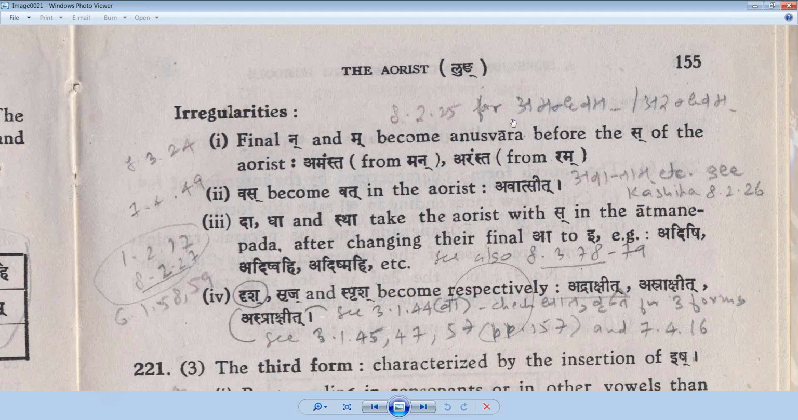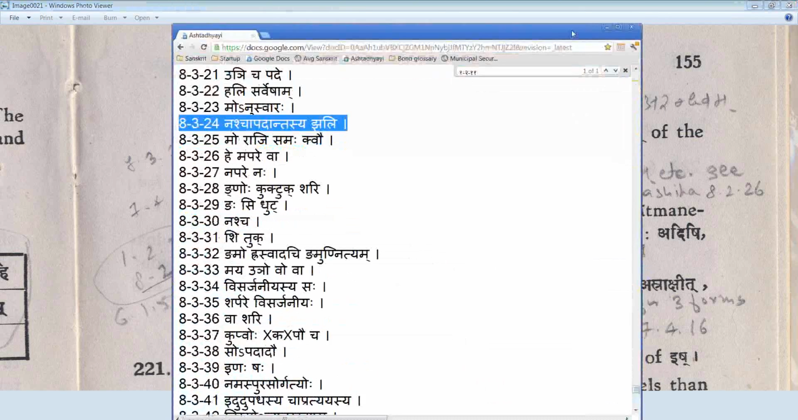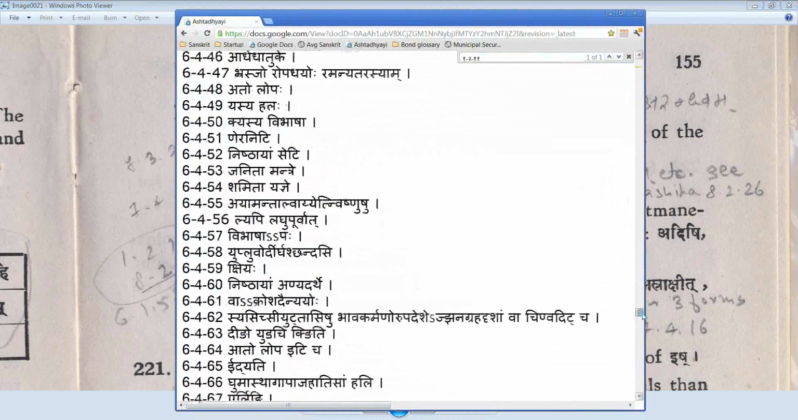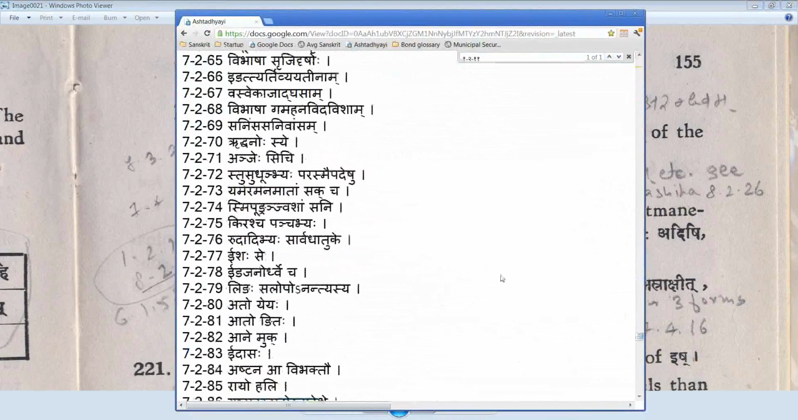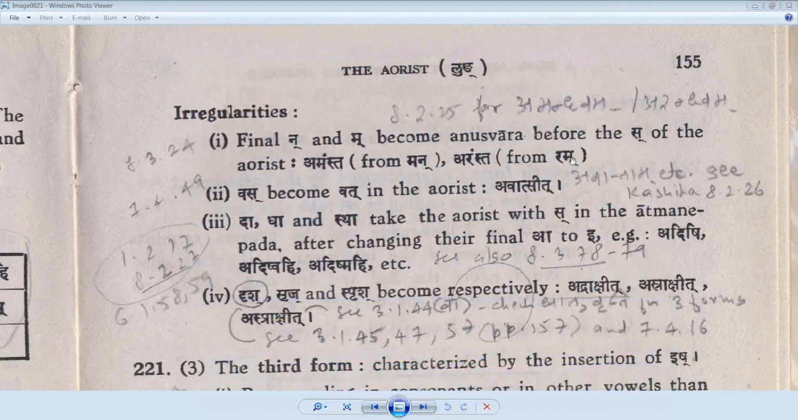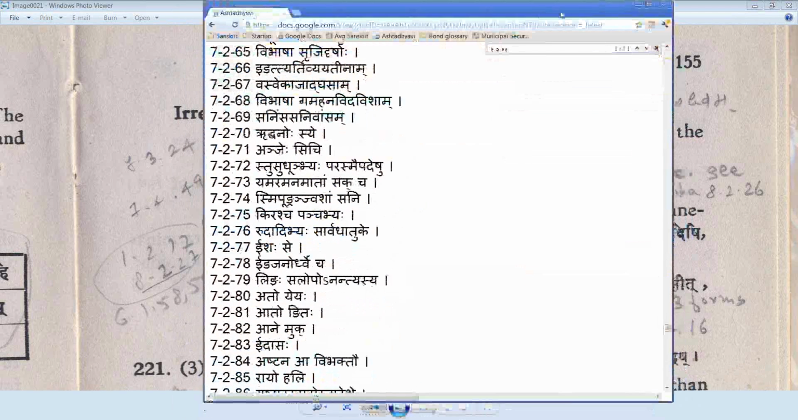Okay, let me just also make one small point here, arandhvam. Now, as I mentioned to you in the class earlier, we are going to see a sutram maybe in the next class, which is going to be 7 to 73. Yama Rama Namatam Sakcha. Now, how come it didn't apply here in the form Arandhvam or Aramsta? Because it says Parasmaipadeshu. This Yama Rama Namatam Sakcha is Parasmaipadeshu.